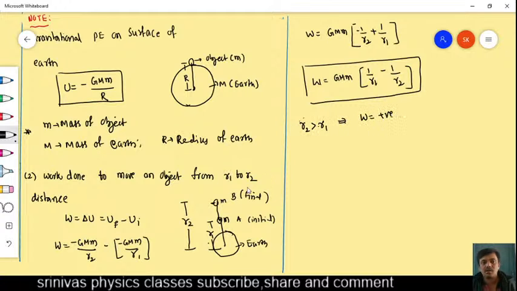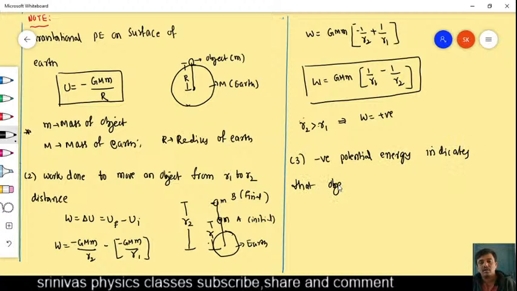Right? And now this is the second point in the note. The third point I am going to give: what does this negative show? Negative potential energy indicates that the object is bound to the earth with some energy, that is called the potential energy, right?